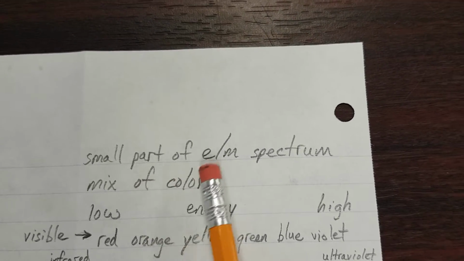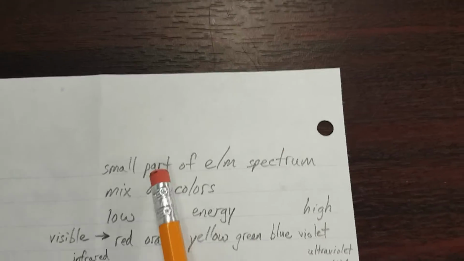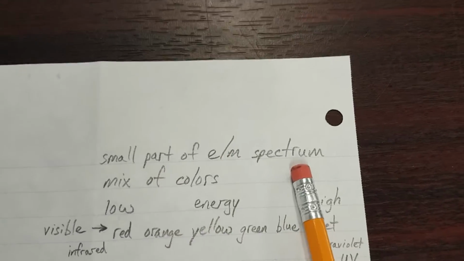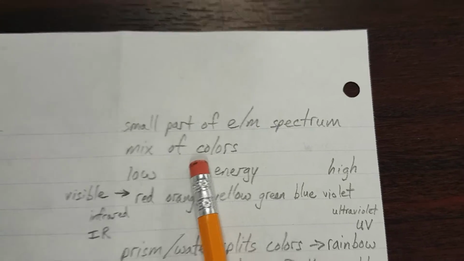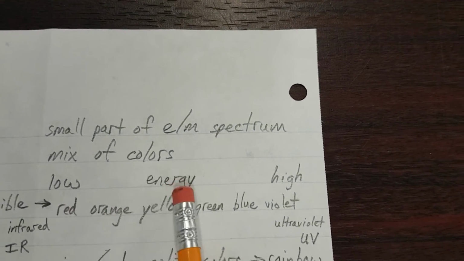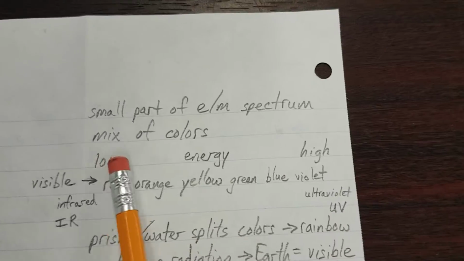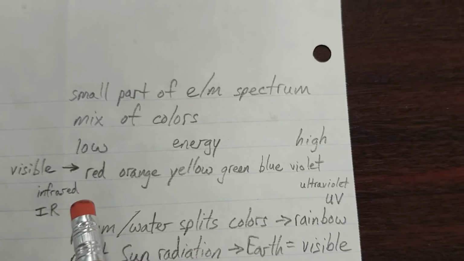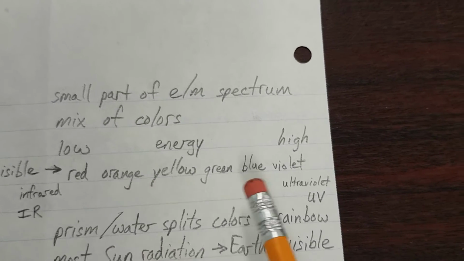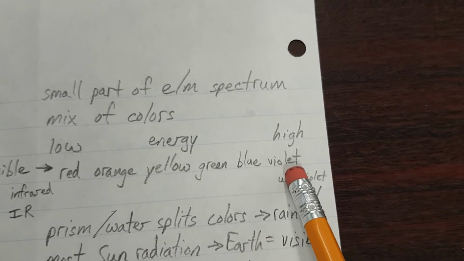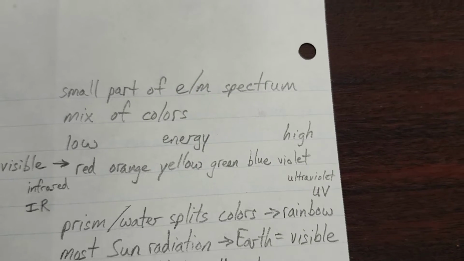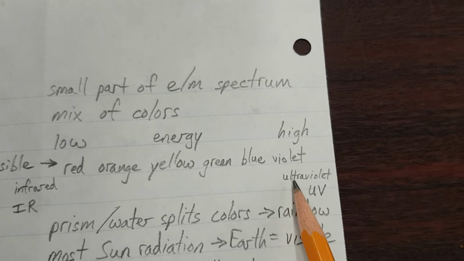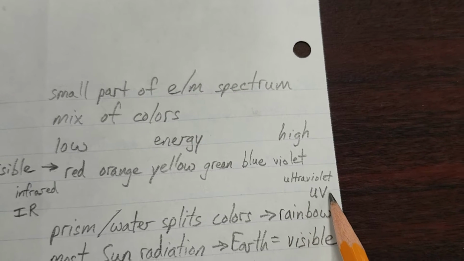Okay, so visible light is a small part of E/M spectrum. It's a small part of the electromagnetic spectrum. A mix of colors, right? Okay, next we put energy in the middle, high on the right side, low on the left side. And then I put each of the colors from the song that we learned way back in kindergarten. Red, orange, yellow, green, blue, but then we say violet. The reason I don't say purple is because past violet is the ultraviolet, or UV.